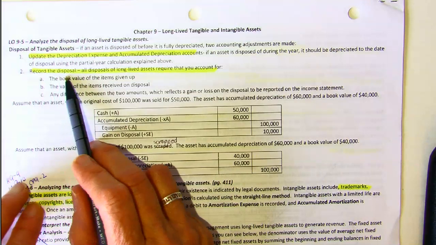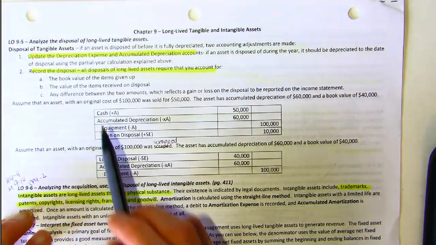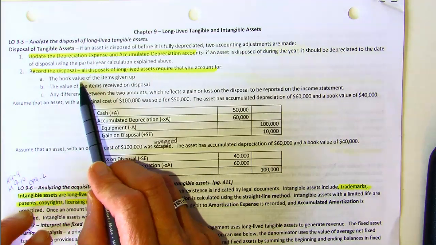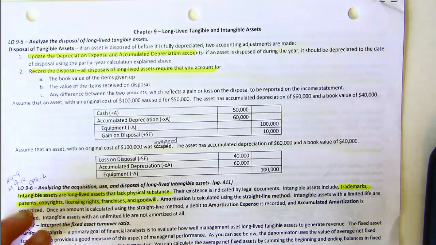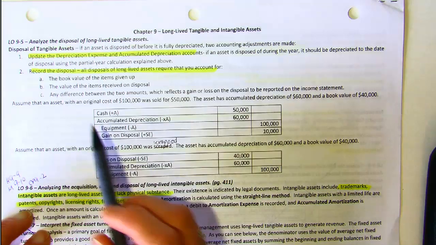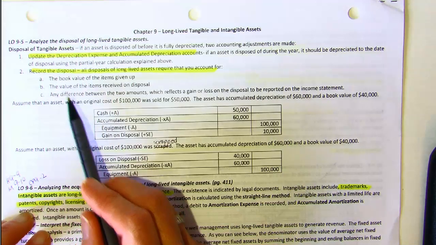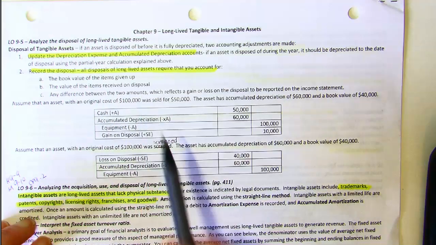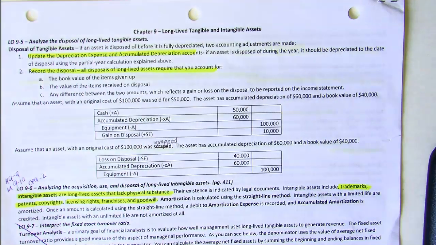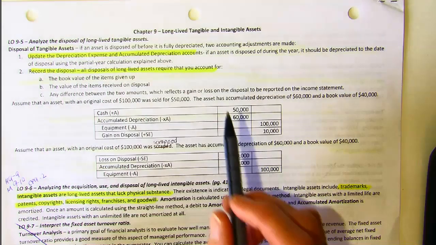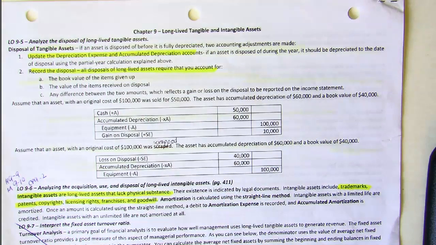Then we would record the disposal of the asset. We would have to get rid of the book value, which means both the asset and its associated accumulated depreciation accounts. And we would record the value of any items received, usually cash if you were going to receive anything. And then the difference between the value of the assets received versus the book value of the asset given up would be recorded as a gain or loss on the disposal of that asset.